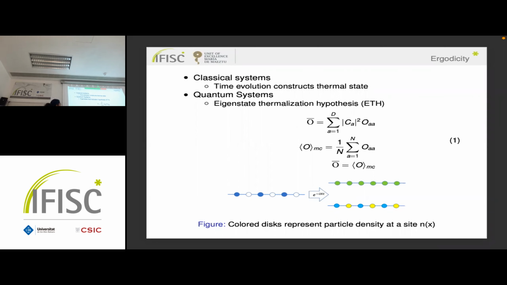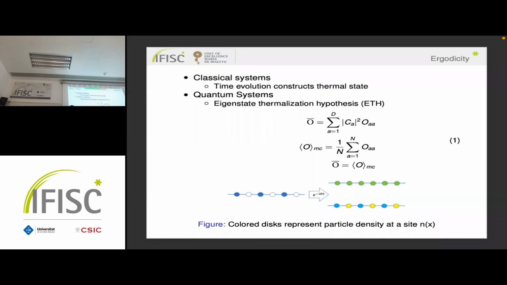And so the thermalization can be described using the eigenstate thermalization hypothesis, which says that for a small energy window, these matrix elements are approximately constant, and so we can take them out of the summation. And again, the definition of ergodicity is applicable, while non-ergodic phases are those that do not explore the entire phase space, rather they are restricted to a subsystem of the phase space.